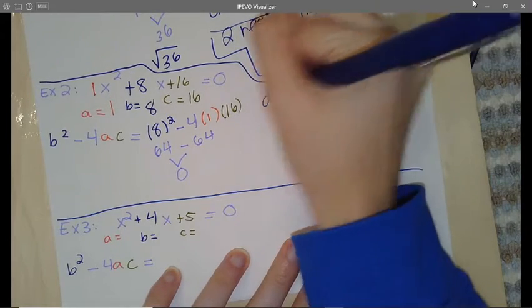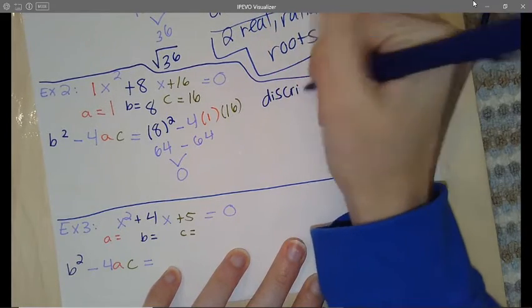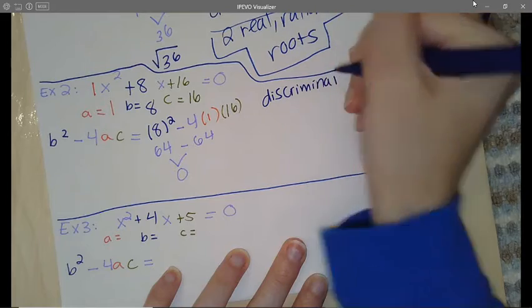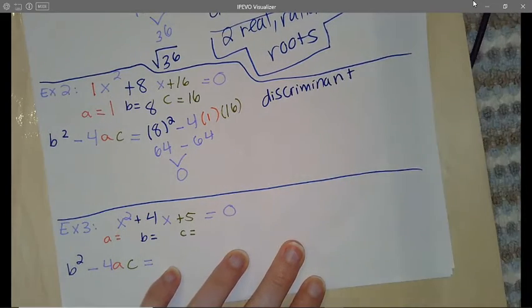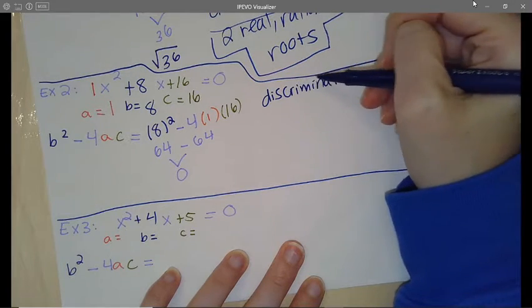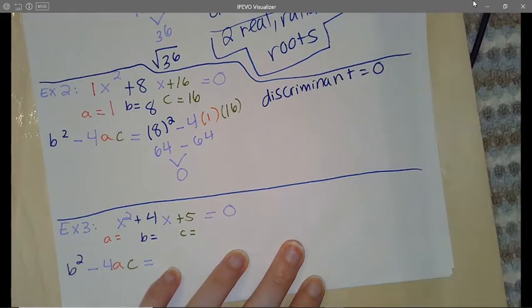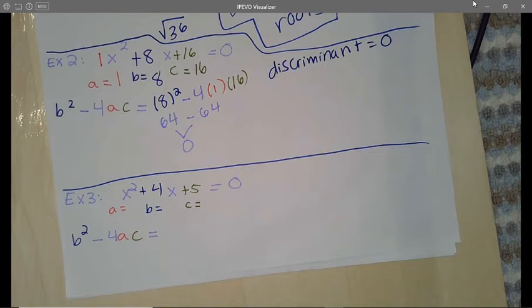So my discriminant, sorry guys, can't spell today. Discriminant, let me make sure, discriminant, okay, equals 0, sorry. Having a moment. Anyways, our discriminant is going to equal 0.